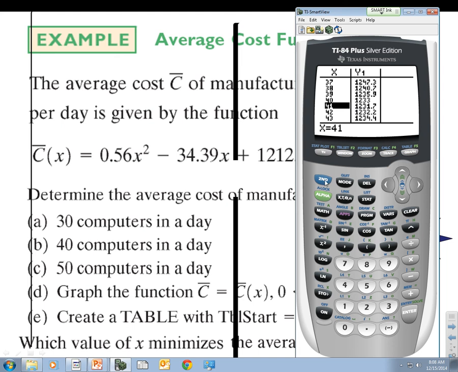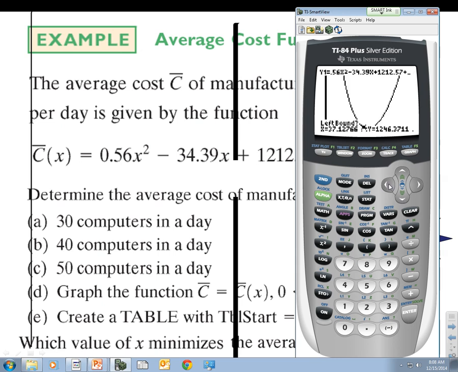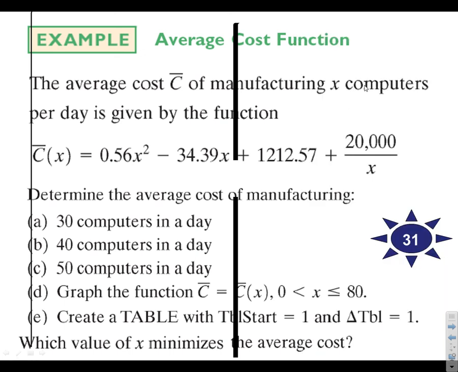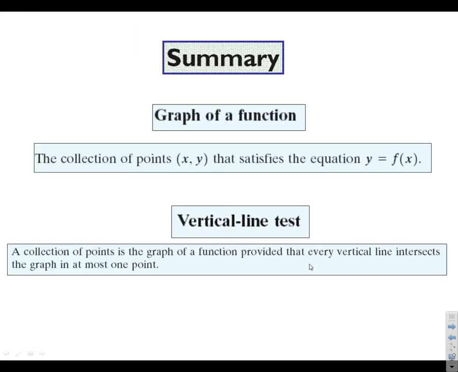Now we could do that on the graphing calculator also when we graphed it, by calculating the minimum. We'll say left, we'll go right, and then we'll guess right at the bottom. And so the true minimum is 41.2168, but remember we can't make 0.2168 of a computer. We have to make a whole computer, so we would say 41. Okay, 31 is yours to try.